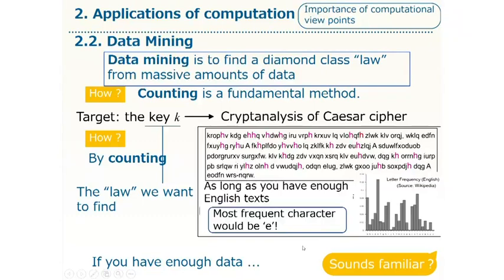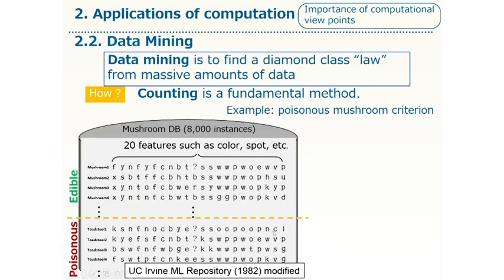Let me give you an example of data mining. Suppose we are given a database of 8,000 mushrooms, like this. About half of them are edible, that is non-poisonous mushrooms, and the other half are poisonous mushrooms. For each mushroom, this database records 20 features, such as its shape, the color of its cap, type of spots on its cap, and so on. Each line here corresponds to one mushroom, and the values of each line represent the characteristics of the mushroom on those features. For example, the values of this column are the types of the spot on each mushroom's cap.